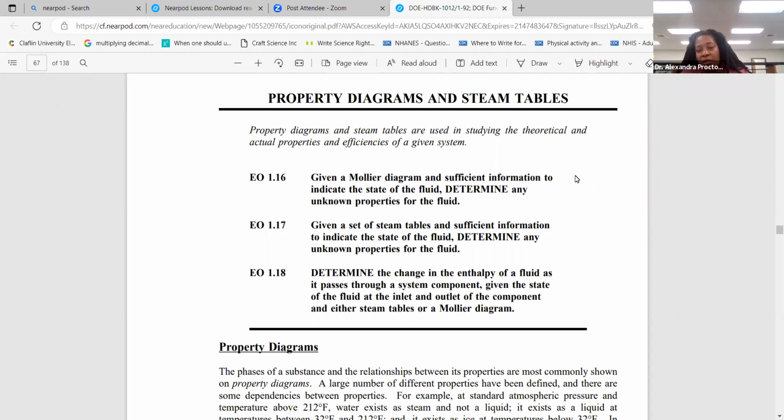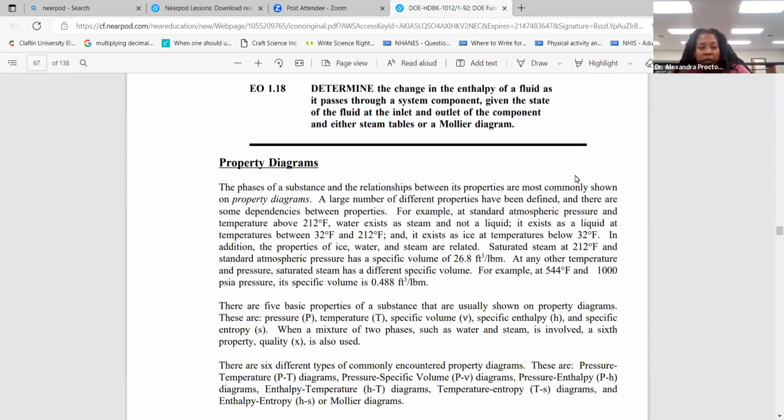And then also we're going to determine the change in enthalpy of the fluid as it passes through a system component, given the state of the fluid at the inlet and outlet of the component in either steam tables or a Mollier diagram. So let's get into some of the properties of a diagram.